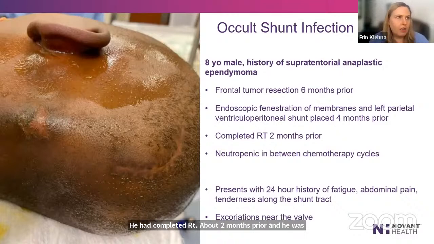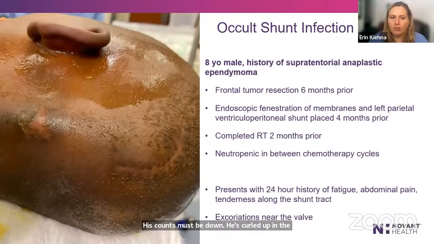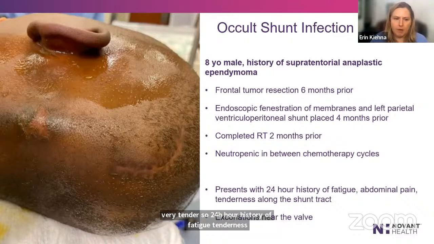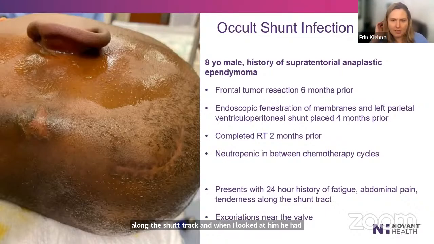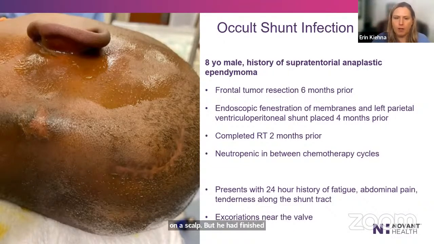So he had called the oncology office and they said, I don't know, his counts must be down. He's curled up in a ball. He's not feeling well. But when oncology saw him, he had swelling along his shunt tract and his abdomen was very tender. So he had a 24-hour history of fatigue and tenderness along the shunt tract. And when I looked at him, he had some excoriations on his scalp, but he had finished radiation and his skin was really, really dry and kind of looked inflamed.